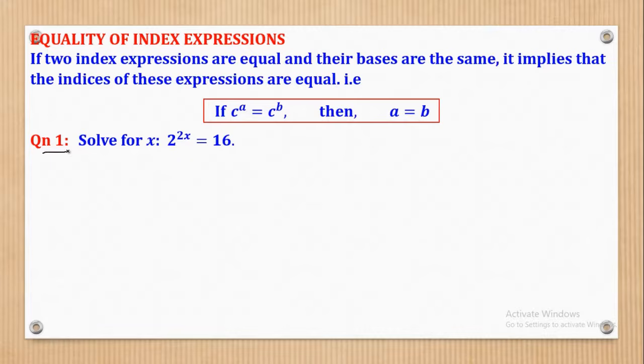So question 1 says, solve for x. We are given 2 to the power 2x equal to 16. Now 16 is the same as 2 to the power 4. After that you realize that this is the same as this, implying that it can cancel and the powers also be the same. Therefore 2x will be equal to 4. Making x the subject, x will be equal to 2.